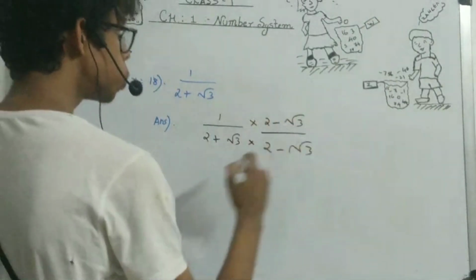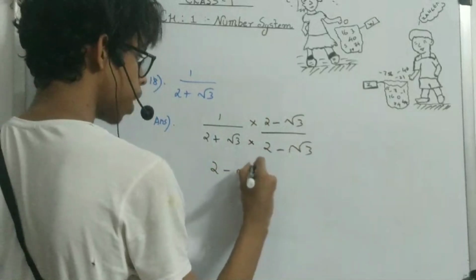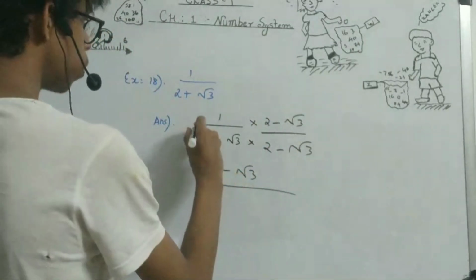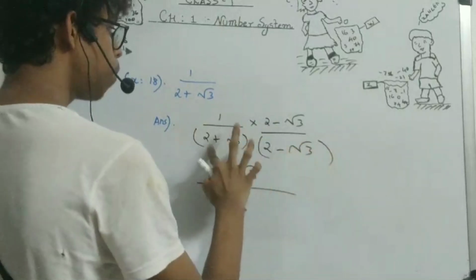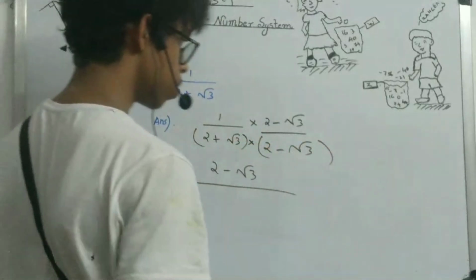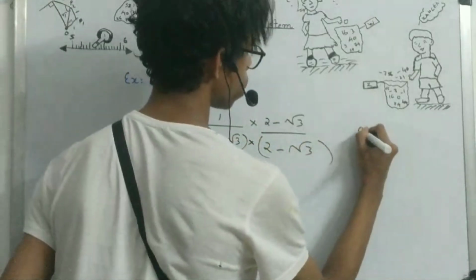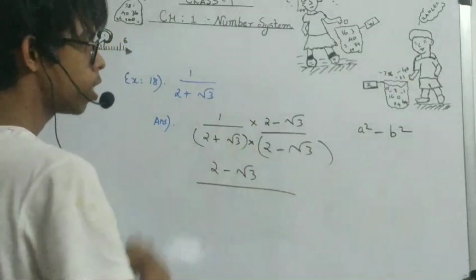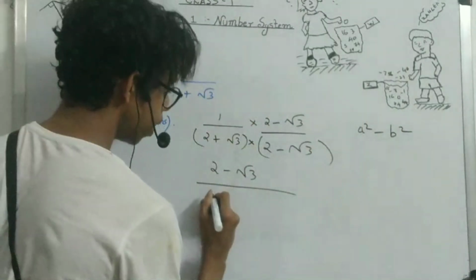So we know 1 into 2 minus root 3 is 2 minus root 3 itself, divided by, here you see this is of the form a plus b into a minus b. We know a plus b into a minus b is what? A square minus b square. In the denominator we have to use an identity.